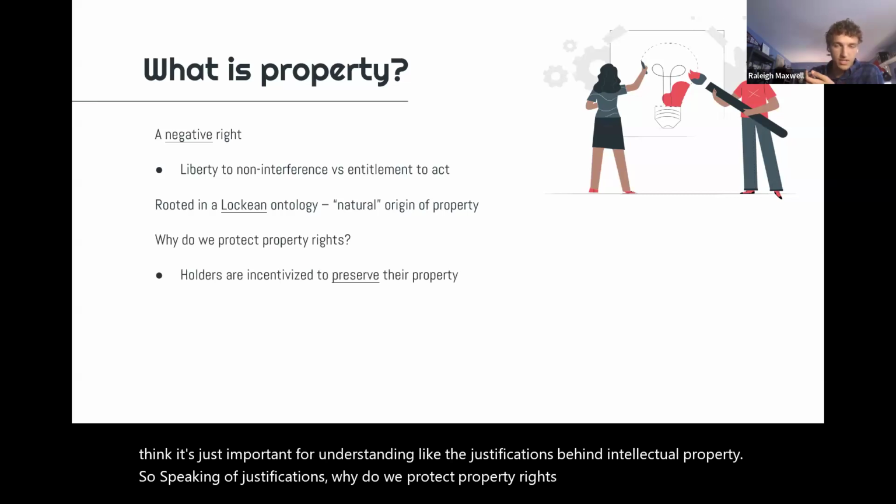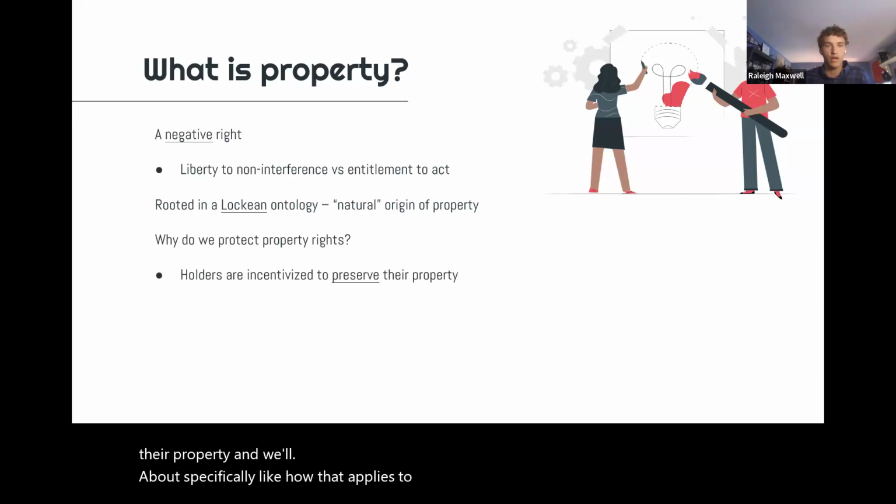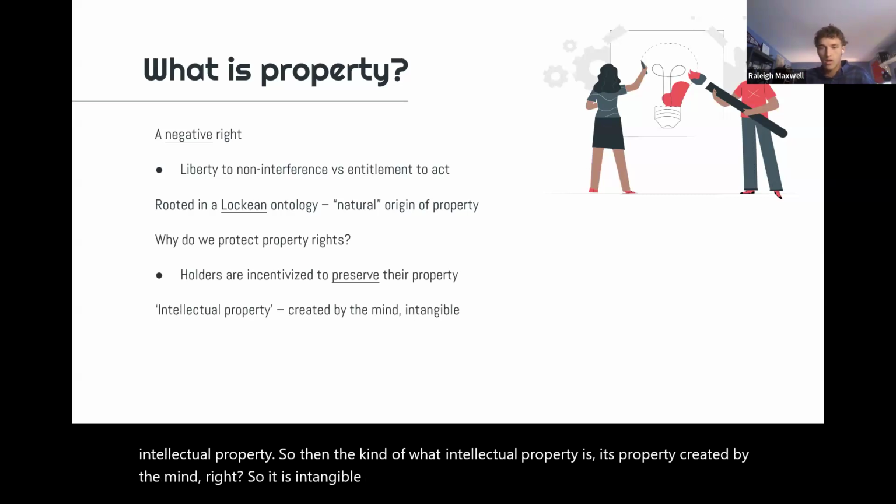The main reason is that the holders of those property rights are incentivized to preserve their property and to improve their property. We'll talk specifically about how that applies to intellectual property and why we protect it. So what is intellectual property? It's property created by the mind. It is intangible, ephemeral, some sort of idea or thought. That is what intellectual property is.